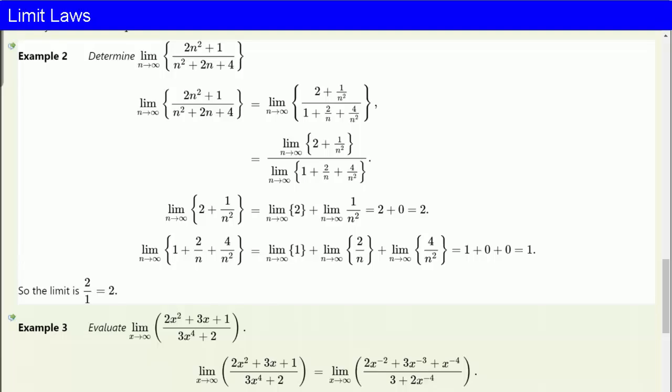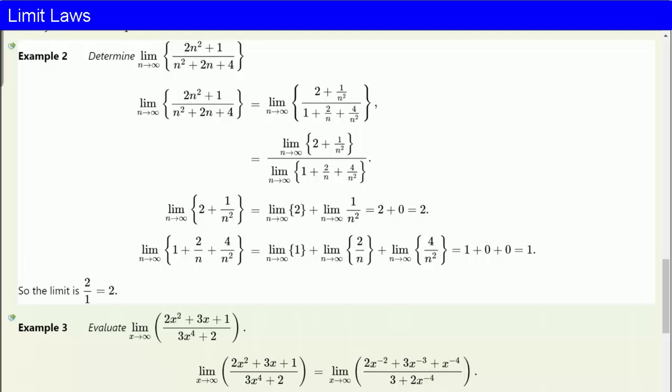Let's look at the limit as n tends to infinity of the ratio of 2n squared plus 1 to n squared plus 2n plus 4. We look for the highest power of n that appears anywhere, and we see that that's n squared. And so we divide numerator and denominator by n squared. And this becomes the limit as n tends to infinity of 2 plus 1 over n squared in the numerator, and downstairs 1 plus 2 over n plus 4 over n squared.